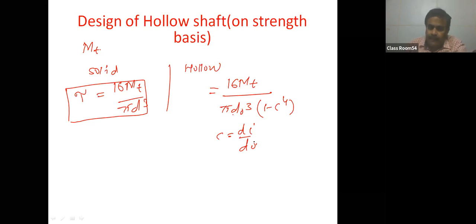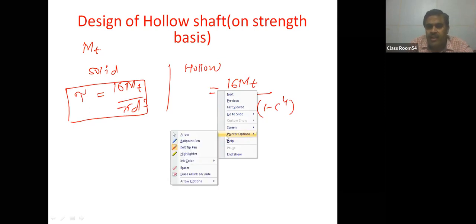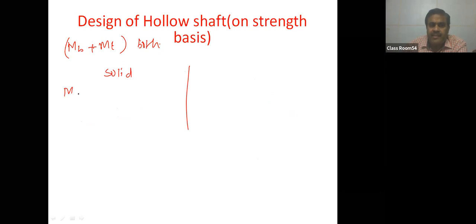So three cases we have covered. Now I am coming to the fourth case, when a combination of bending moment and torque is acting on the shaft. Let the bending moment be MB and the torque be MT, both acting. When both are acting, in the case of a solid shaft, what do we do? We find the equivalent bending moment or equivalent torque. When we design as per the principal stress theory, we find the equivalent bending moment.